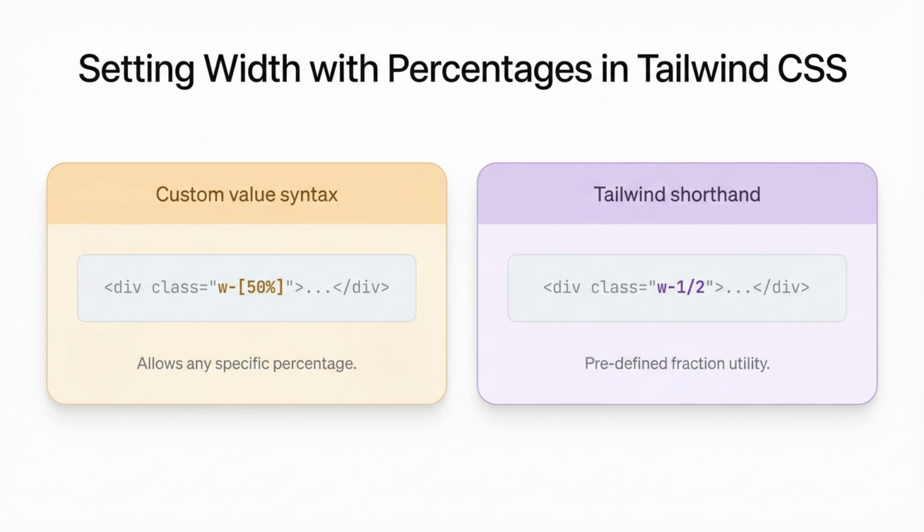To make each column take up exactly half the available space, we set the width to 50%. In Tailwind, you can write this in two ways. The standard shorthand is W-1/2, which Tailwind recognizes as 50%. Alternatively, you can use the custom value syntax with square brackets, W-50%. Both produce the same result. It's just two different ways of writing it.